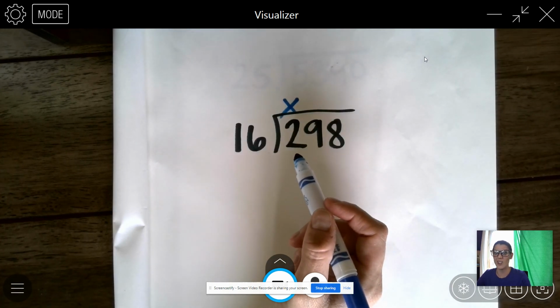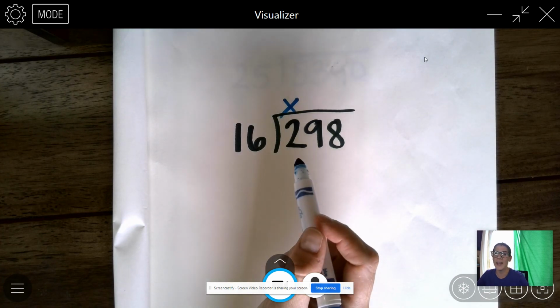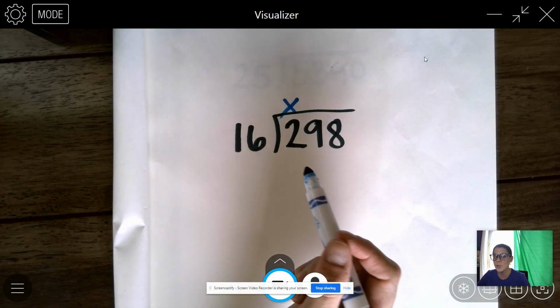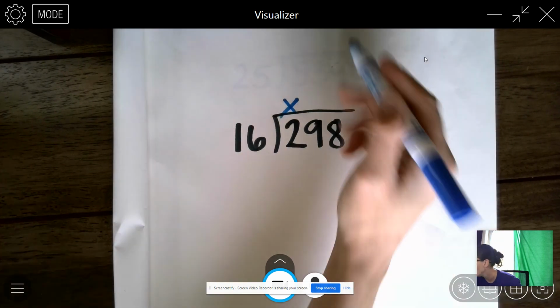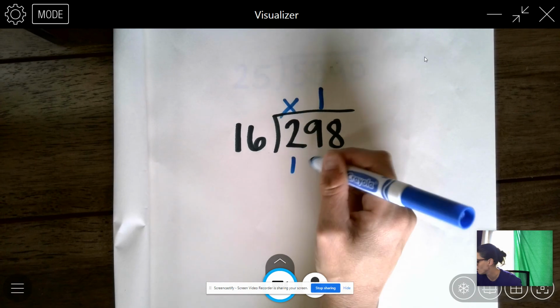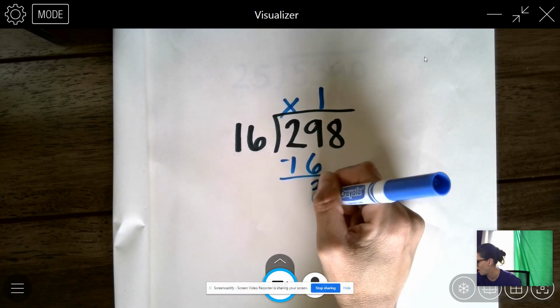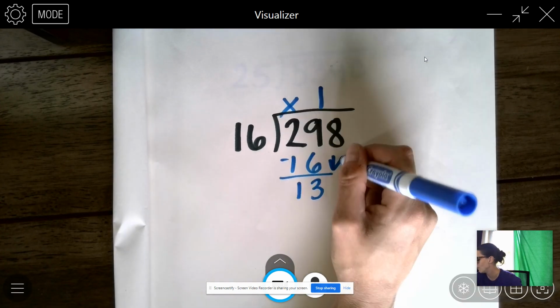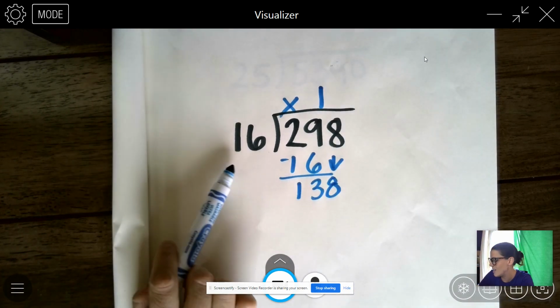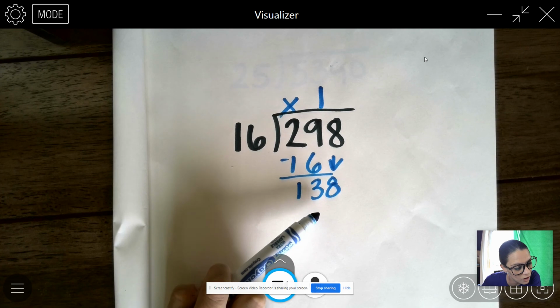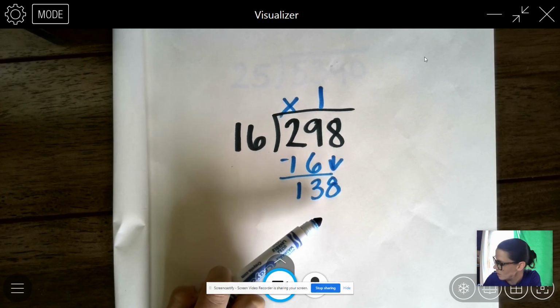I know it's hard to think about, that sounds crazy, but I know in my head that 15 times 2 is 30, so I know that 16 times 2 would be bigger. So I'm going to go ahead and subtract. I get 13. I'm going to bring down this 8. Oh boy. Now I've got 16 fitting into 138. What do you think I would need to do?